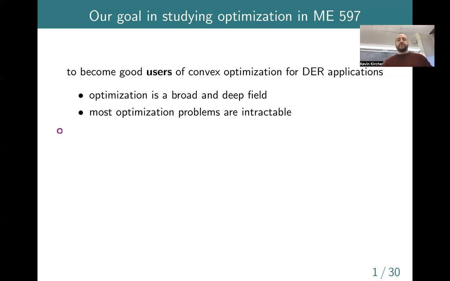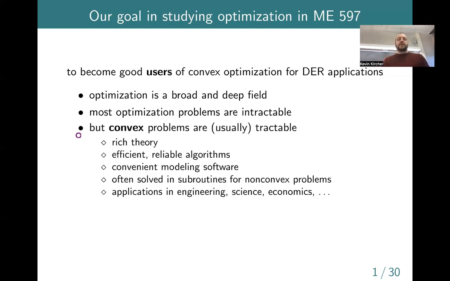So there's a notion of tractability that we'll discuss a little bit more. But there's a class of problems called convex optimization problems that are usually tractable. And for this class of problems, there's a rich and beautiful theory. There are efficient and reliable algorithms for a wide range of these convex optimization problems. There's convenient modeling software. By that, I mean essentially the process that you go through from when you have a problem on paper that you want to solve to eventually having something that you can give to a solver and get back a numerical answer.